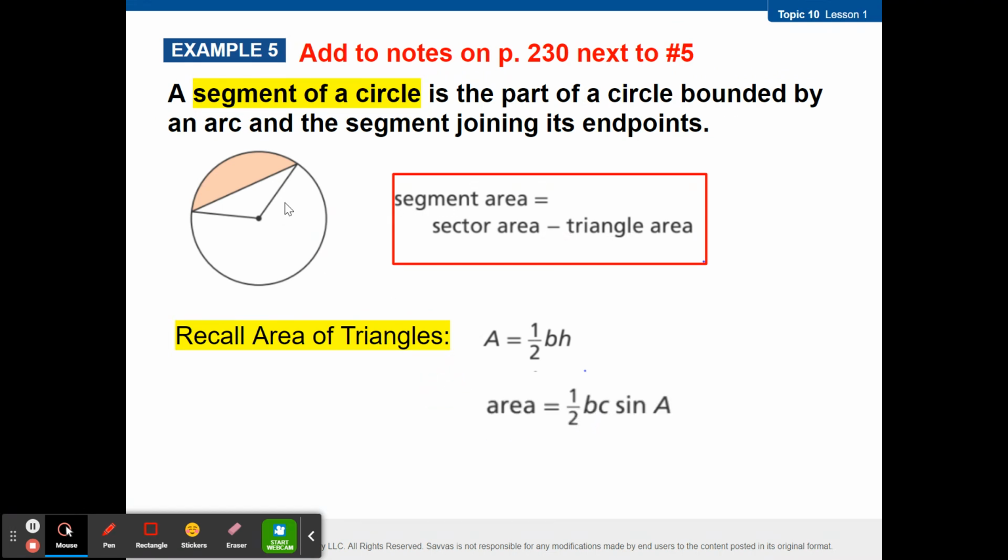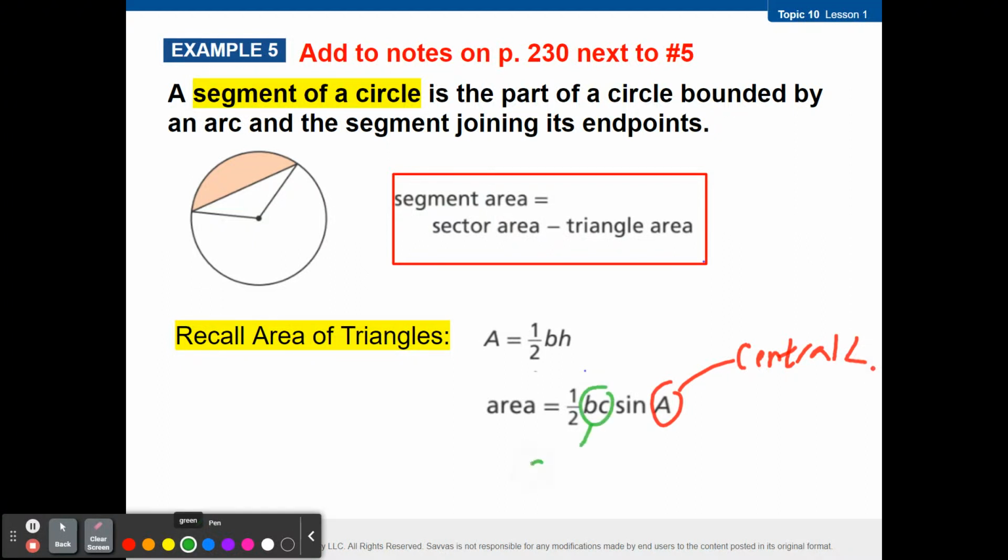One half the product of the two sides times the sine of that central angle. It'll be the central angle here in this case. So this A is probably going to be the central angle, and this right here is going to be the sides of the triangle.